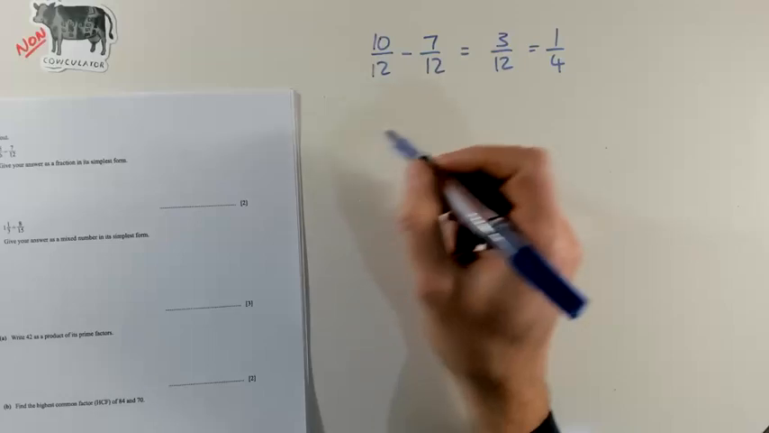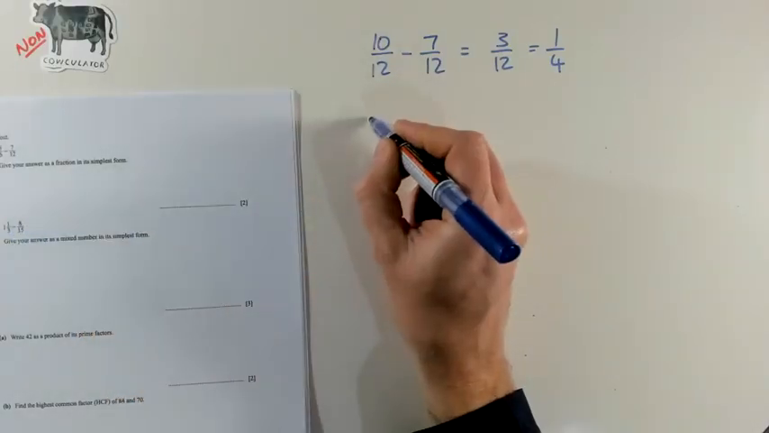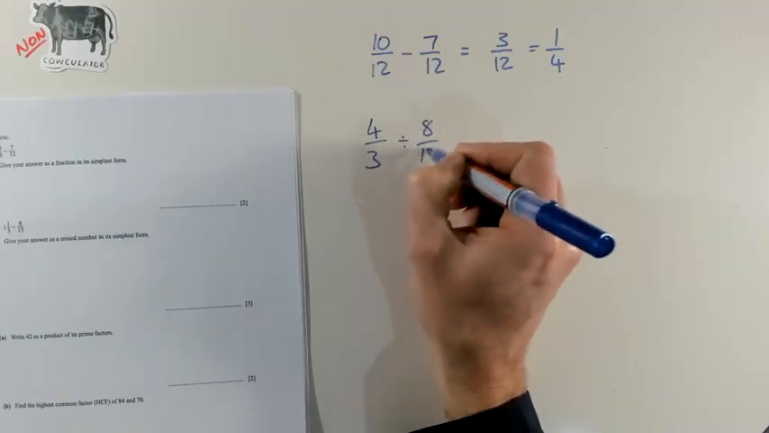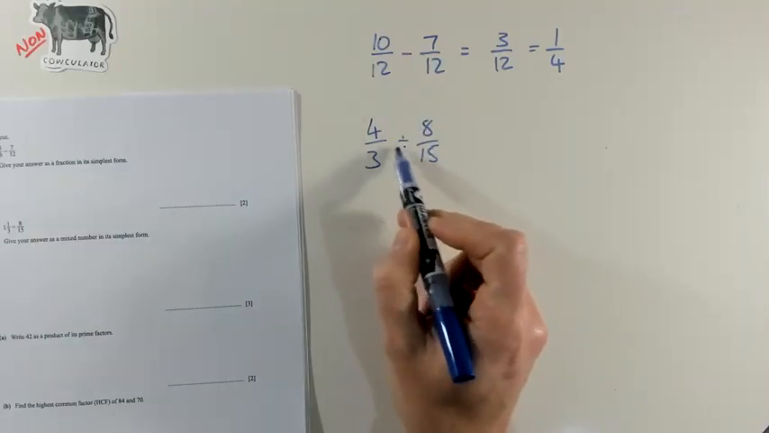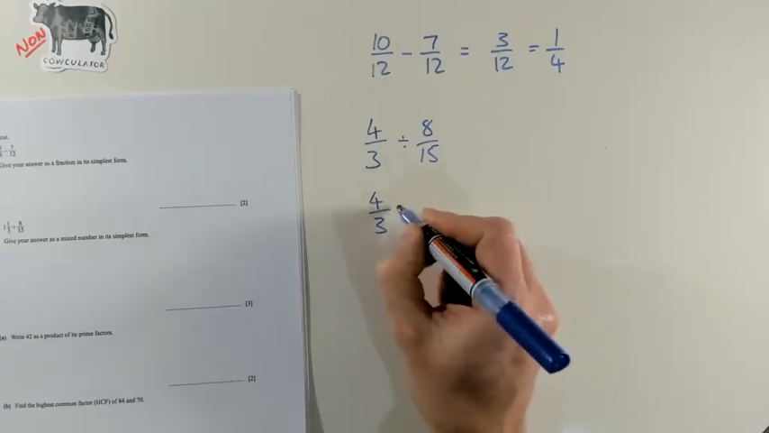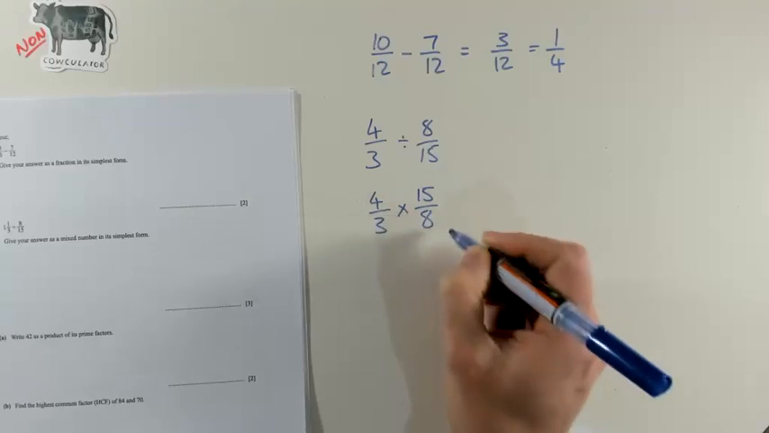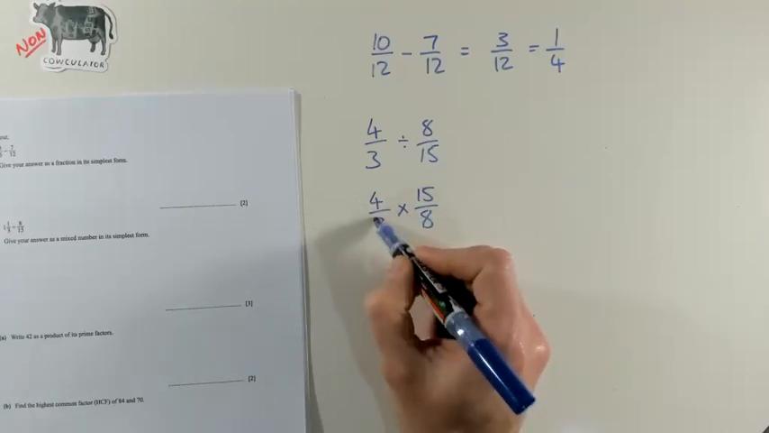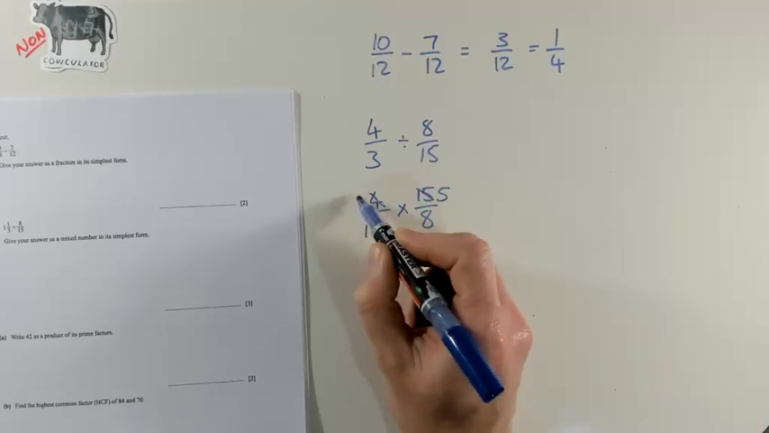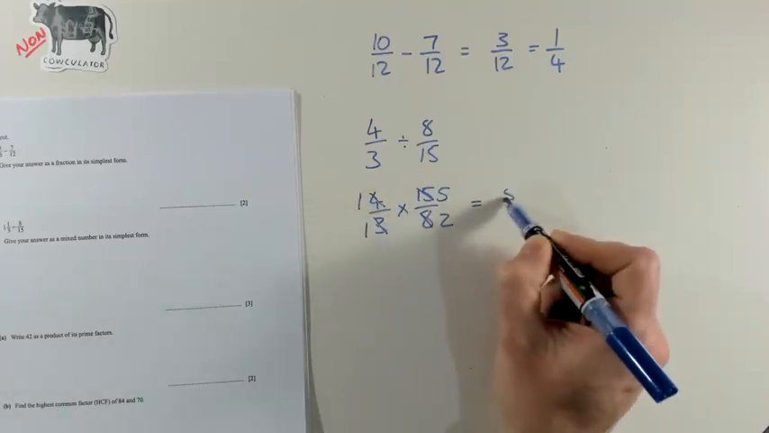Next one, 1 and a third, I can write as 1 times 3 is 3 plus 1 is 4. So 4 over 3 divided by 8 over 15. And I don't like dividing fractions, but multiplying them is easier. So I keep the first one and then I multiply by the reciprocal. And this is going to cancel out nicely. 3 goes in itself once and in 15 5 times. 4 goes in itself once and into 8 2 times. So I'm going to be left with 5 over 2.